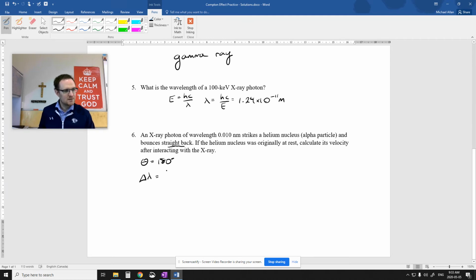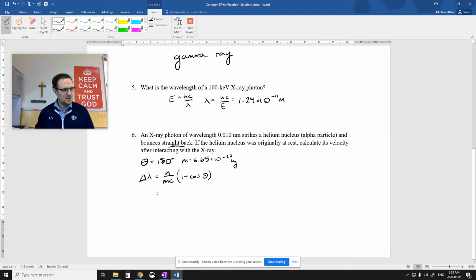Okay, so I'm going to go h over mc, times 1 minus cos 180 degrees. So you have a little bit of theta there. Cool. So my h, I'm going to use the 6.63 number. My mass is the mass of a helium nucleus here, 6.65 times 10 to the negative 27. Yeah, it's on the formula sheet. The speed of light, obviously, is the speed of light.